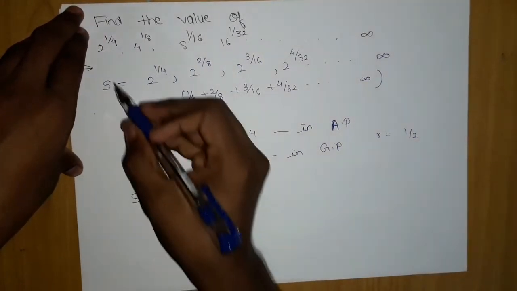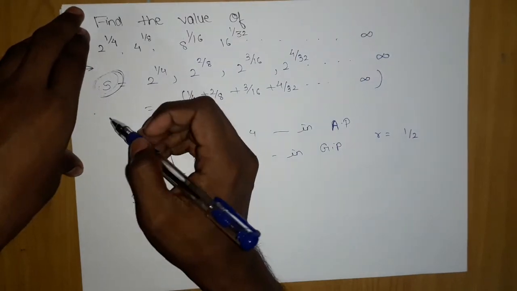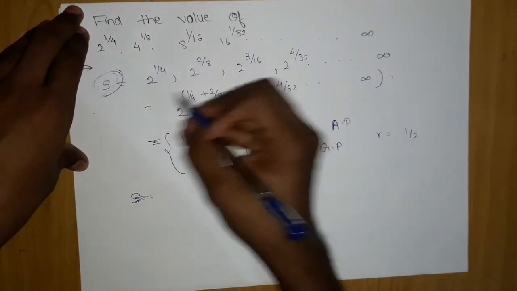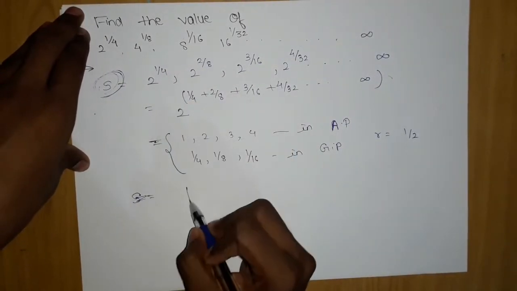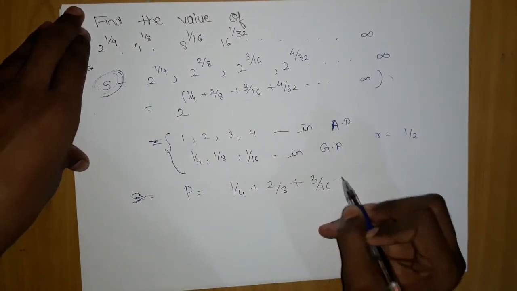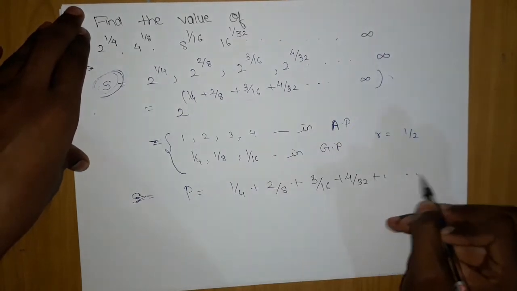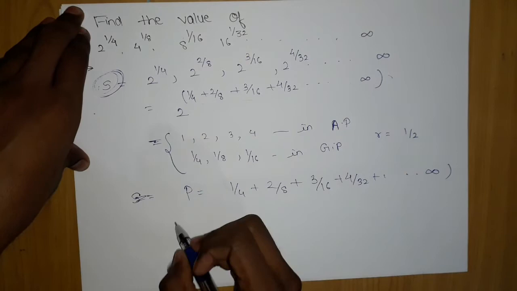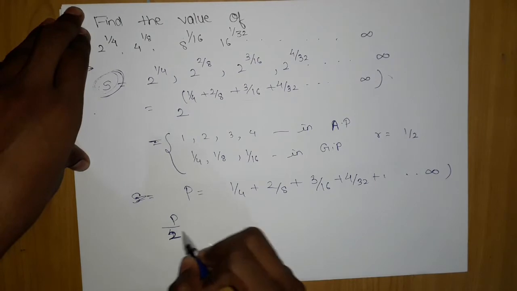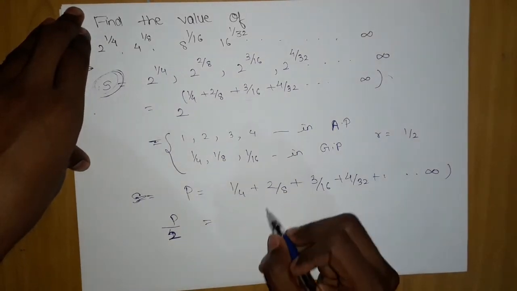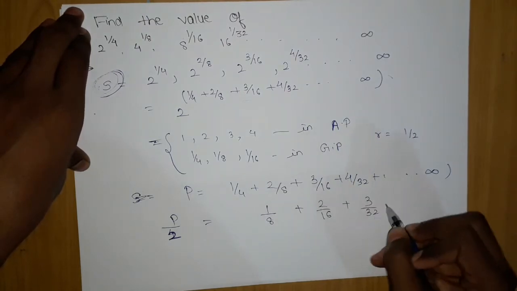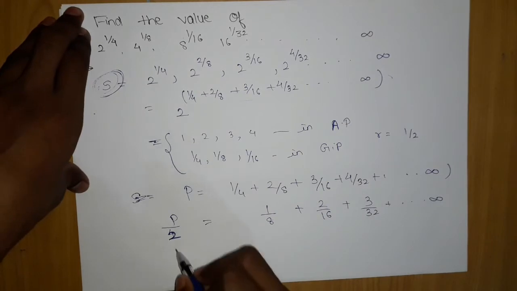But remember, don't take this as S. Please don't make this mistake. Instead, take this power as the AGP, not the whole thing. Please take this as P: 1 by 4, 2 by 8, 3 by 16, 4 by 32, till infinity. Take it as the AGP. Now find its sum multiplied by 1 by 2. What do you get? This will become 1 by 8, this will become 2 by 16, this will become 3 by 32, till infinity. If I subtract this, I get P again.